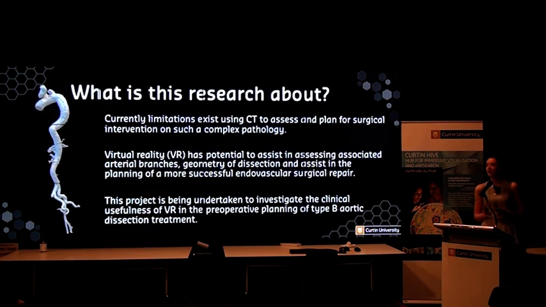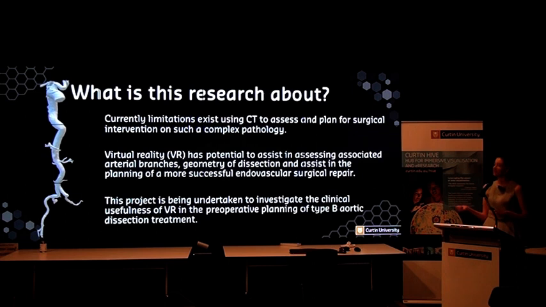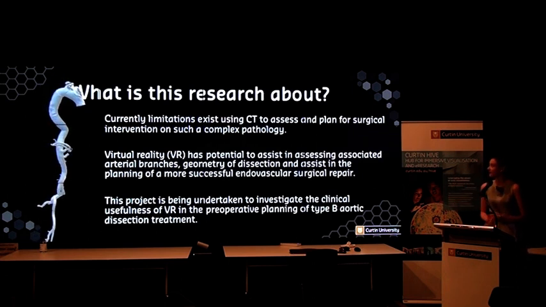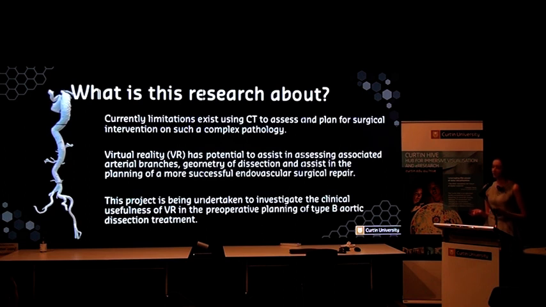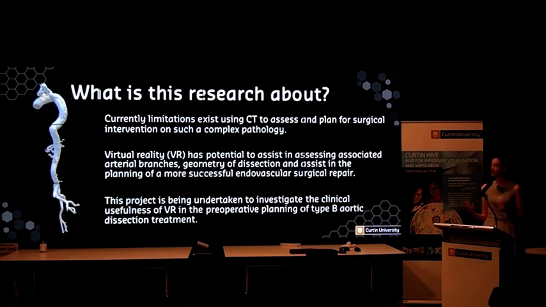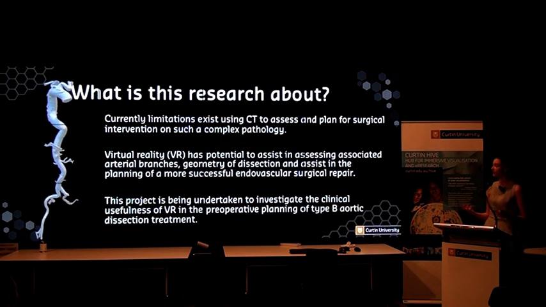So what was my research about? I study medical imaging, so we're looking at different types of medical imaging. CT images, which I showed earlier, are slice imaging. Currently this is how these pathologies are assessed for preoperative planning, but there are limitations with using CT. They are 2D slices, so it's hard to fully appreciate the relationship that this pathology has and all the different branches that come off and how they are affected.